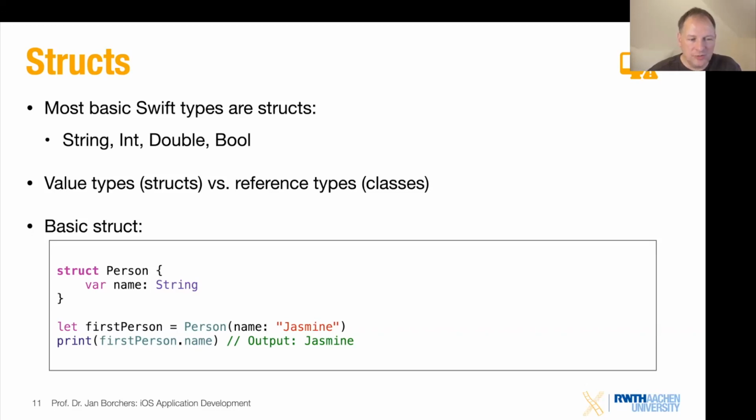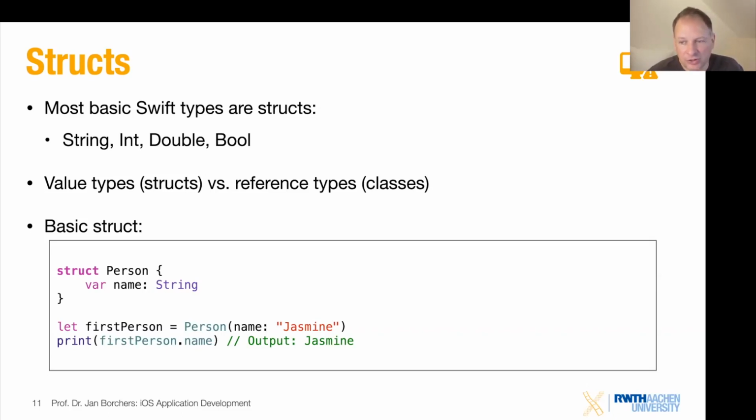So I could specify a new struct with a let constant here, which means that struct will be immutable. I generate it by calling the initializer the way that you would expect from Swift. And as you can see here already, we can specify the value that should go into that member variable name with a string literal, Jasmine. If I then run print(firstPerson.name), it'll output the name of that string variable.